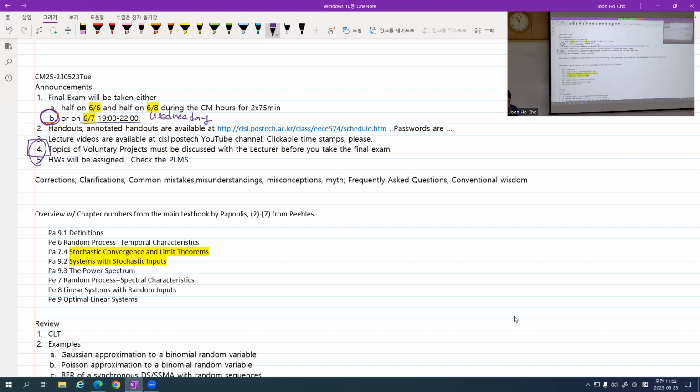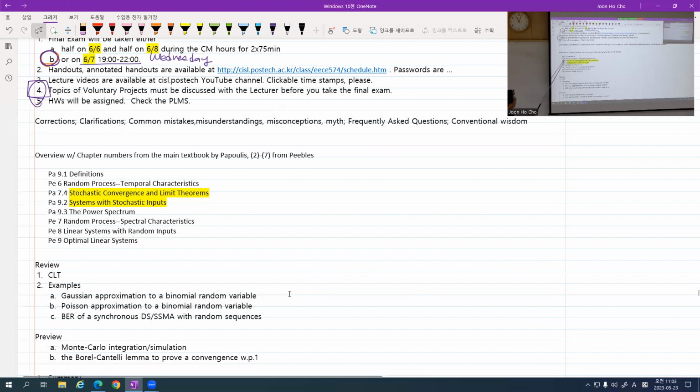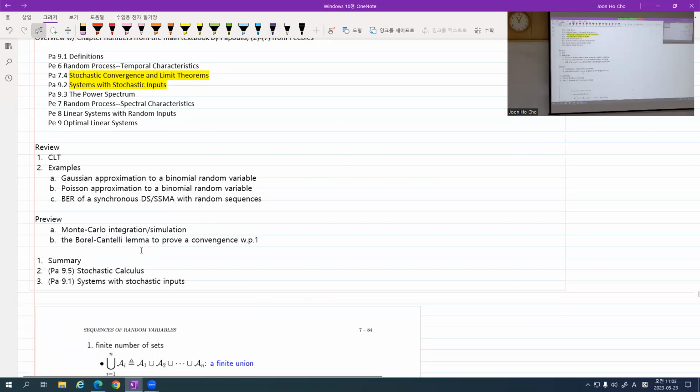There will be homework assigned, actually homework assigned due just before, and there will be some other homeworks. Corrections, clarifications, I found none, and here goes the overview. So we are almost finishing this stochastic convergence and limit theorem section, and we are going to enter systems with stochastic inputs. And then we quickly cover power spectrum and other topics that were supposed to be covered in the beginning of this course. Let's review.